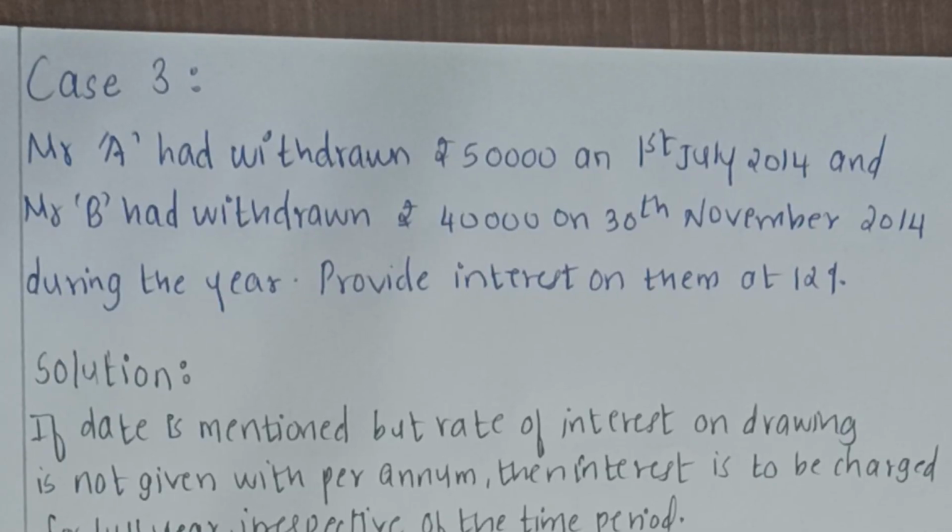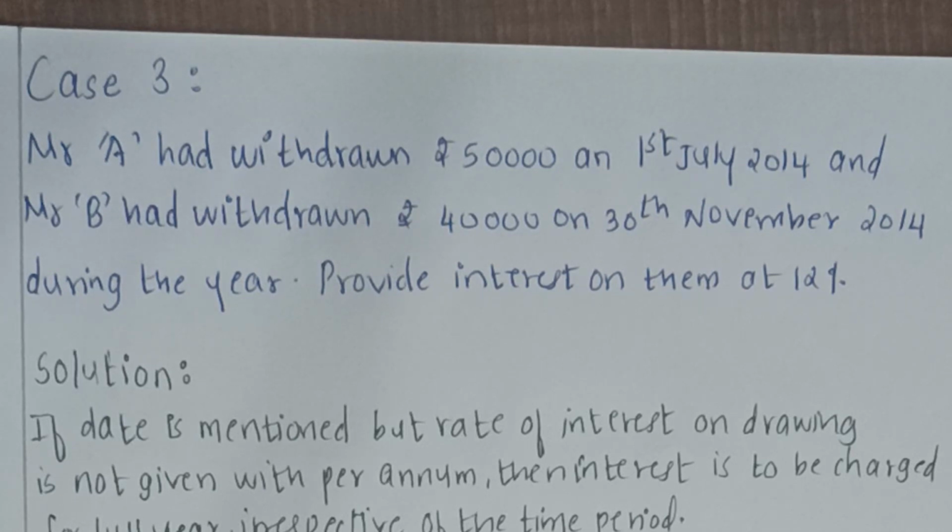Case 3 says that Mr. A had withdrawn rupees 50,000 on 1st July 2014 and Mr. B had withdrawn rupees 40,000 on 30th November 2014 during the year. Provide interest to them at 12%.